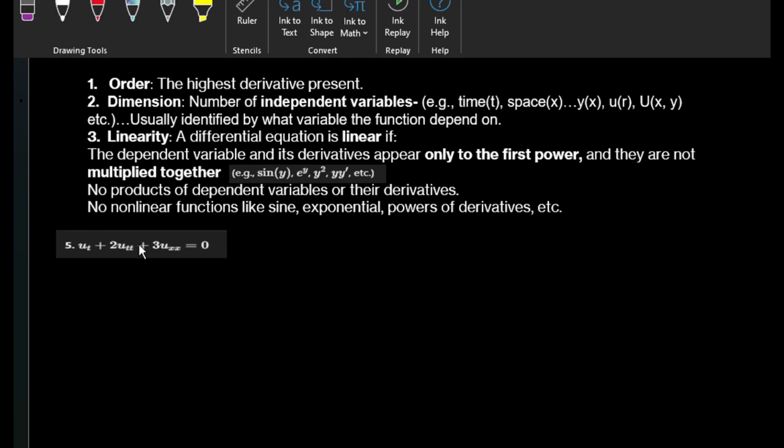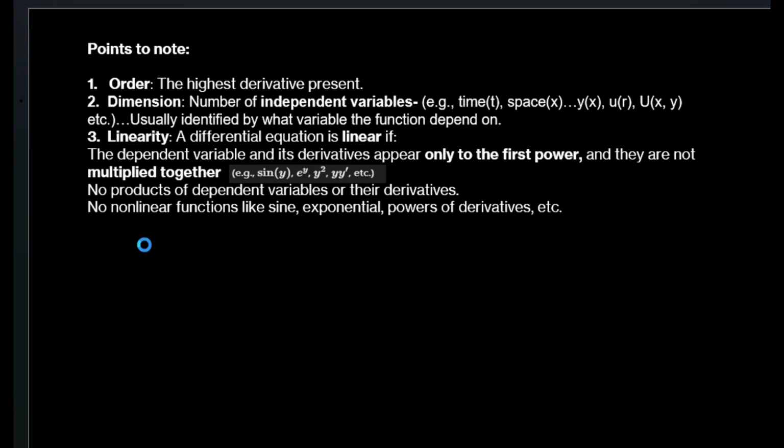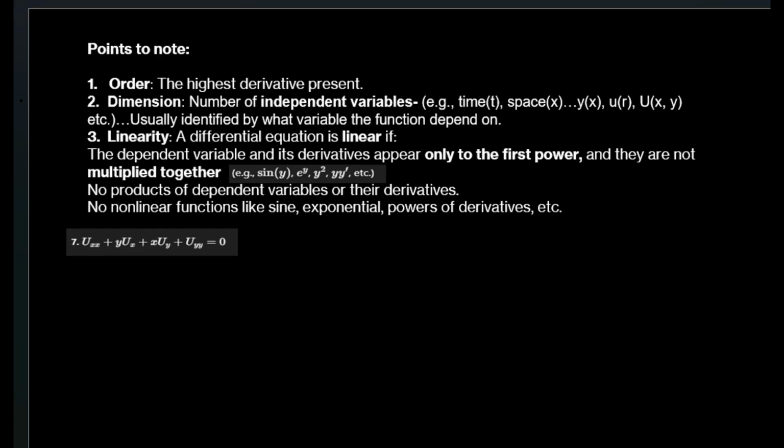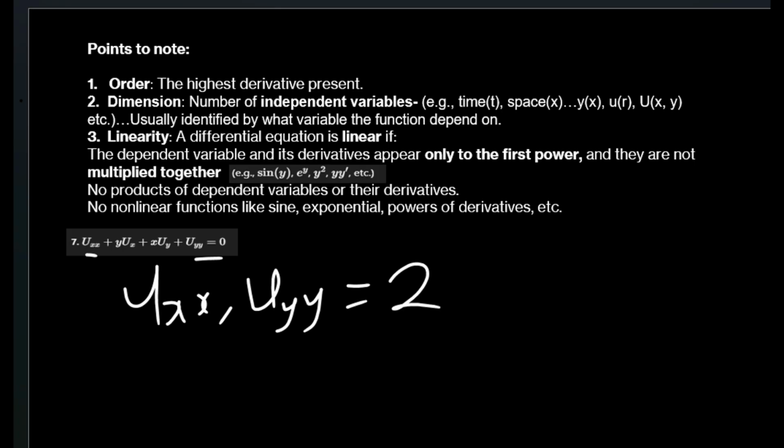So we are looking at question 7. Let's paste this here to make it easy for us. Okay, so we have u of x plus y of ux plus x of uy plus u of y is equal to 0. So this is a homogeneous equation. But first we are looking at the order. The order is the highest derivative present. So we have x, and then y. So the order simply is x and then u of y. Yes, our order is 2.